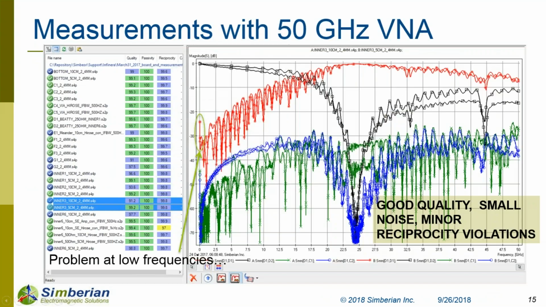The measurements for the 50 gigahertz VNA showed pretty good. It was a good measurement. However, we saw using Simbeor that something is wrong at really low frequency. So looking at the return loss, the return loss goes up, and this is not what we expect. We expect return loss to flatten out and go to some value. So this was caused by the electronic calibration kit.